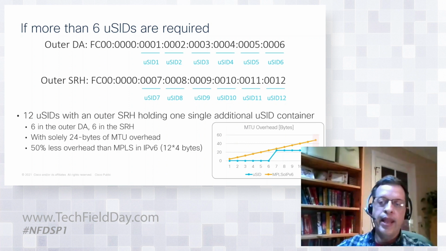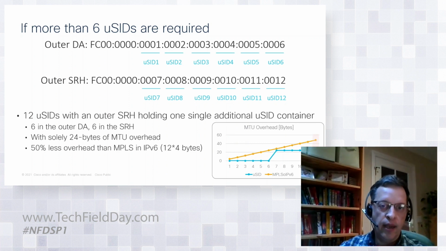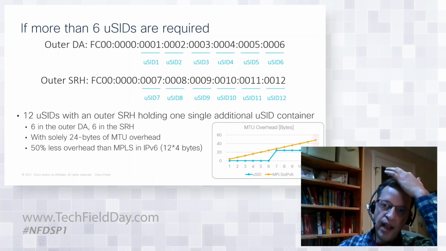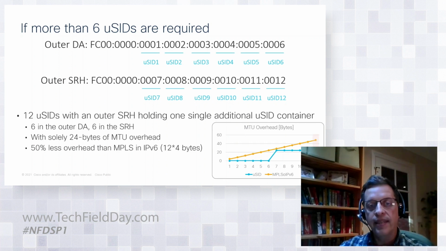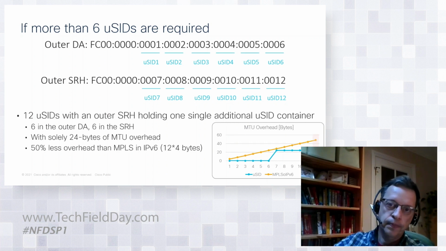And we compare that to, for example, doing MPLS with an IPv6 data plane, where I have to, for example, hypothetically run 12 labels. So the efficiency of the MTU overhead is deterministically and mathematically lower with microSIDs.